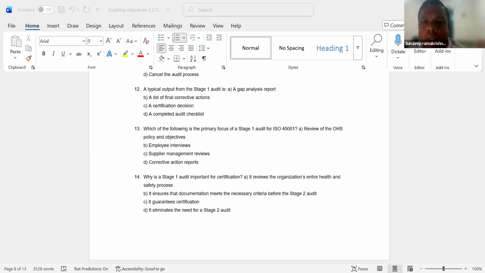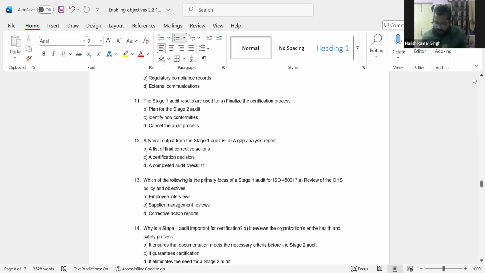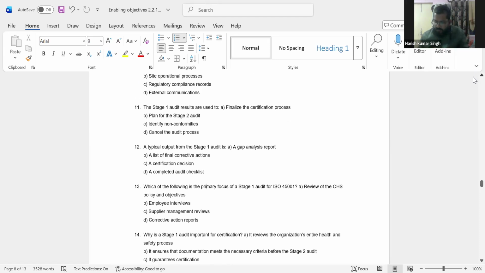What is your doubt? Tell me. In the standard 7.5 documented information, the extent of documented information for an OHS management system can differ from one organization to another due to the size of the organization, activity, process, products, and services. So operational process, site operational process are part of documented information.